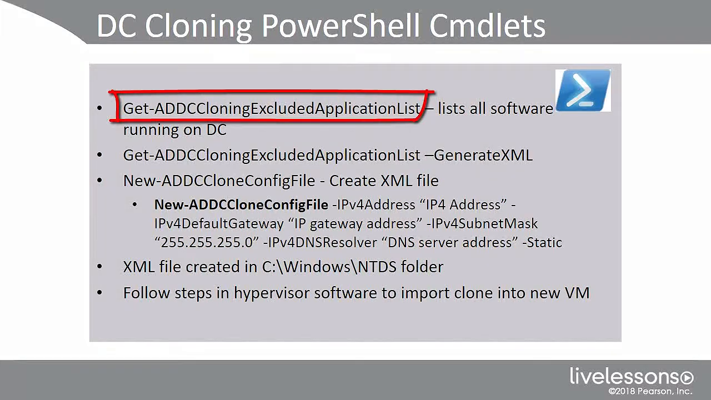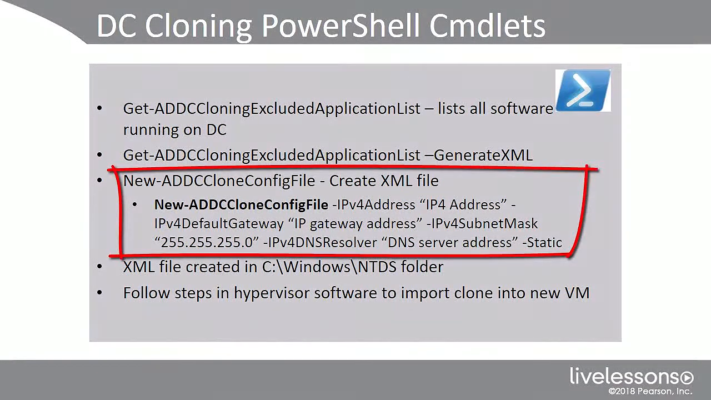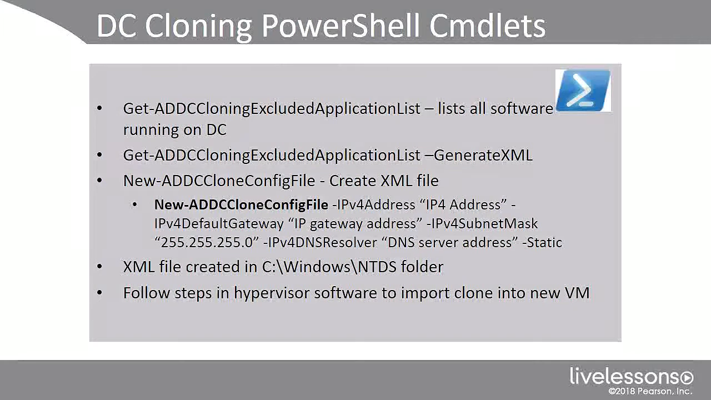In order for you to clone, you're going to need some PowerShell cmdlets, specifically Get-ADDCCloningExcludedApplicationList, which is going to list all the software running on the domain controller, which will be used to generate an XML file. And remember, the New-ADDCCloneConfigFile creates the XML file. And as you can see, I included a command that includes the IPv4 address, your default gateway, your subnet mask, as well as your DNS server address. By default, this XML file is created in the NTDS folder, and then depending on the hypervisor software you're using, you'll want to follow the steps necessary to import that clone into your new virtual machine.